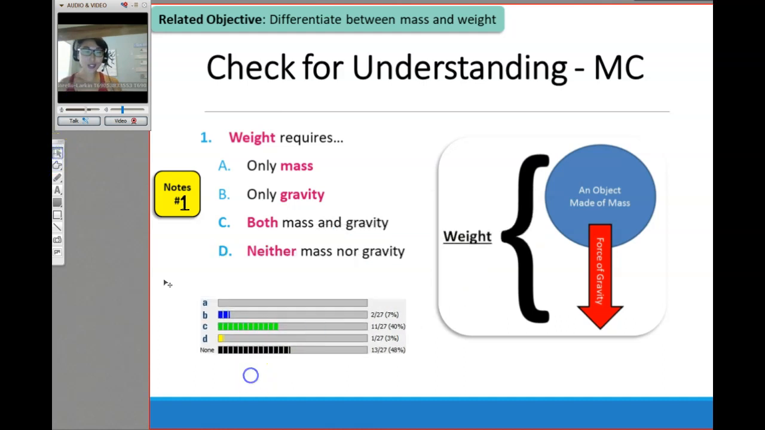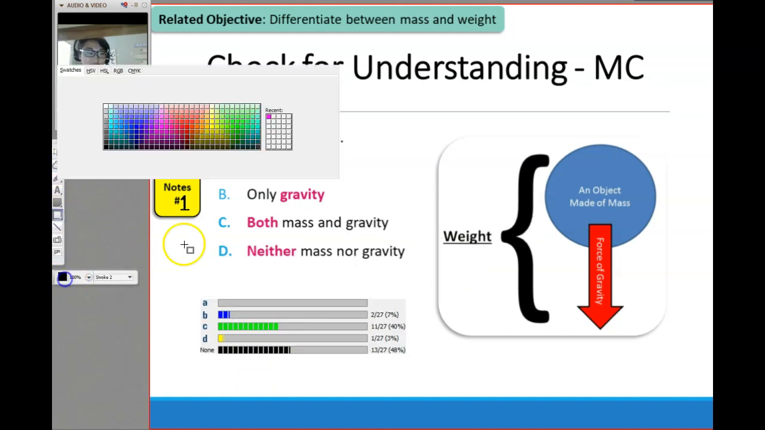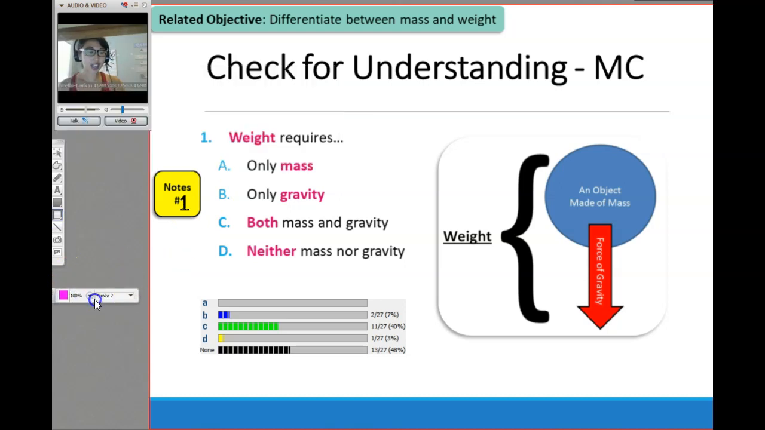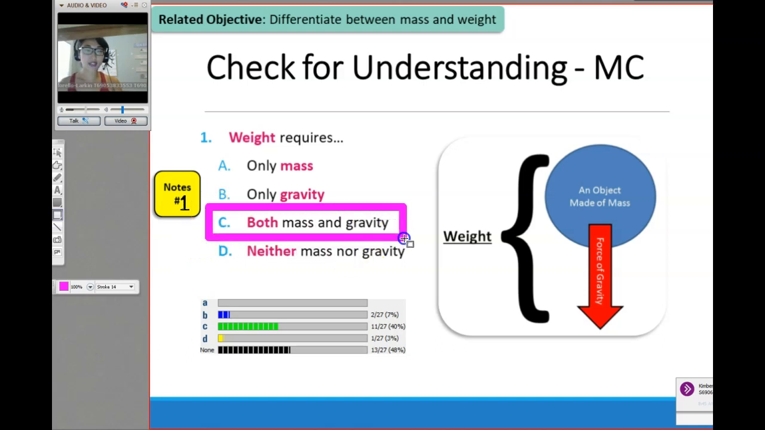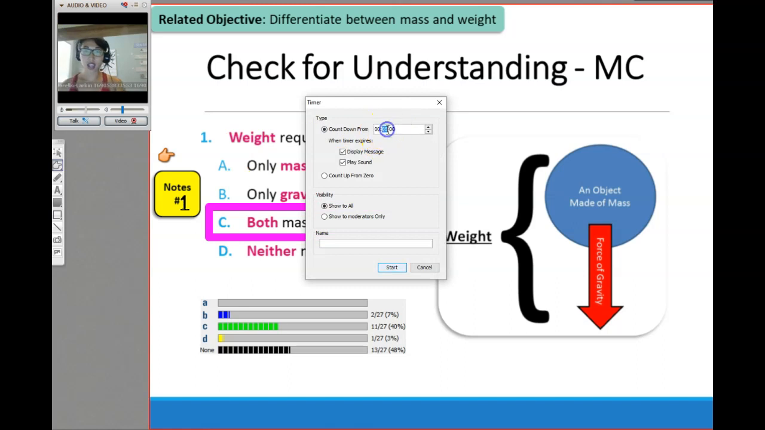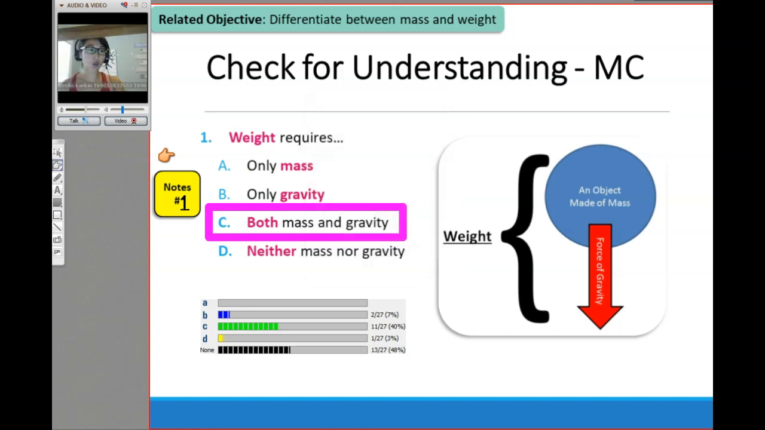And it looks like most of us are saying letter C, and letter C is actually correct, because remember, weight is not just mass. Weight actually includes the effect of gravity on that mass, right? So weight is actually both mass and the force due to gravity combined together. All right, smiley faces if you're beginning to understand that a little bit better. Excellent. All right, this is actually the answer to number 1 in your notes.